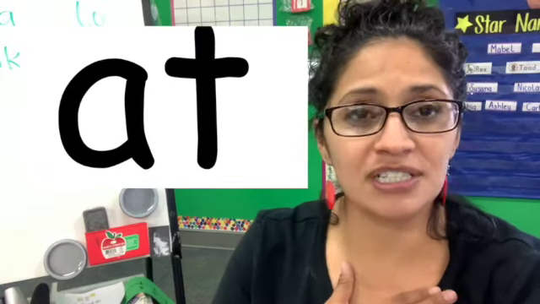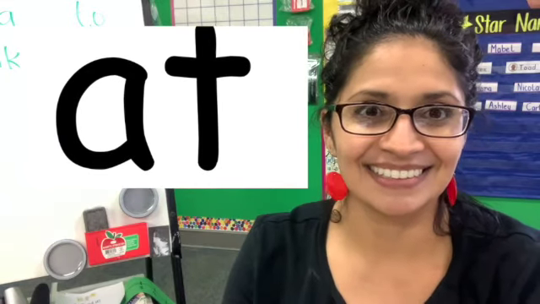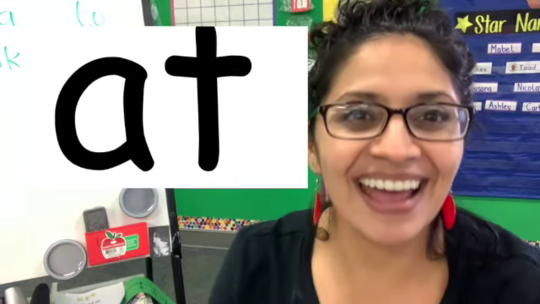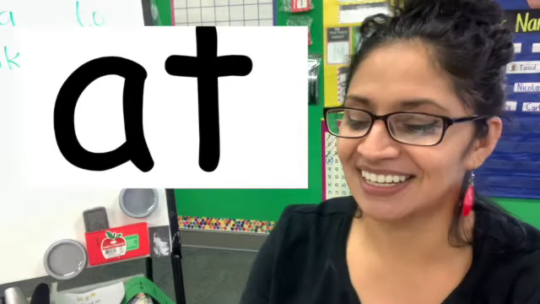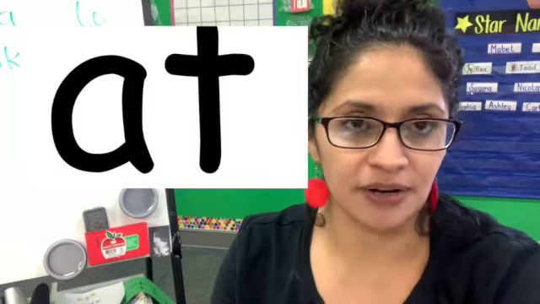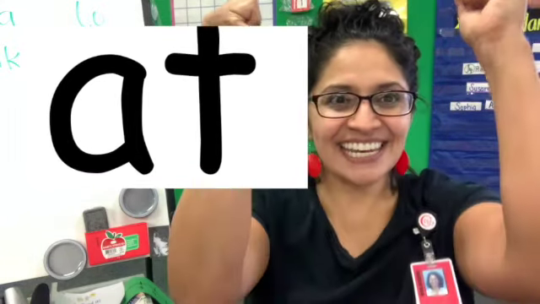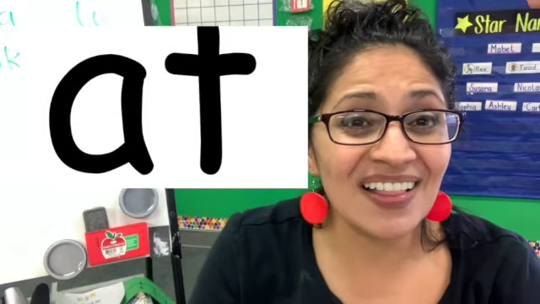Now we're going to read the word. I'm going to read it first, and then I would like for you to read it with me. Ready? At. All right, now together. At. Good job. Now we're going to cheer or spell the word. Ready? Give me an A. Give me a T. What does that spell? At. Another way you could spell a word is just by pointing and actually touching each letter.